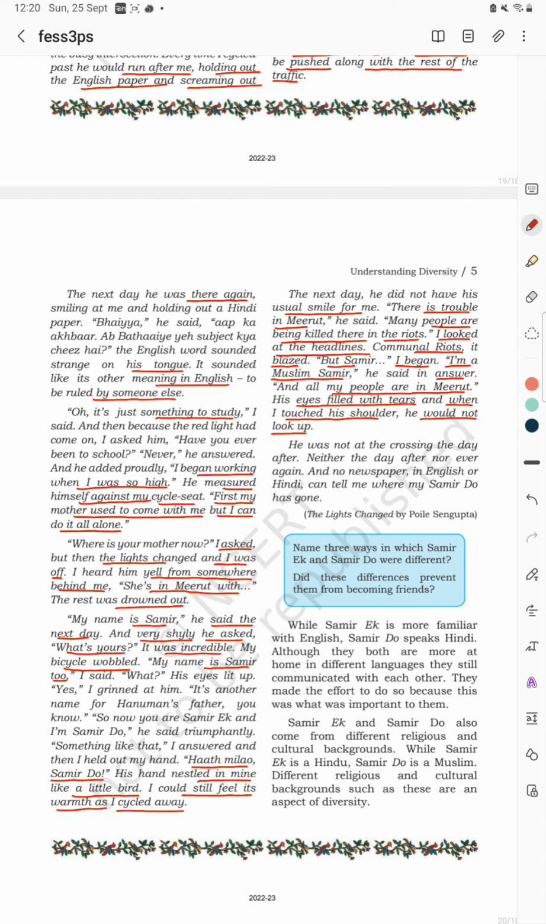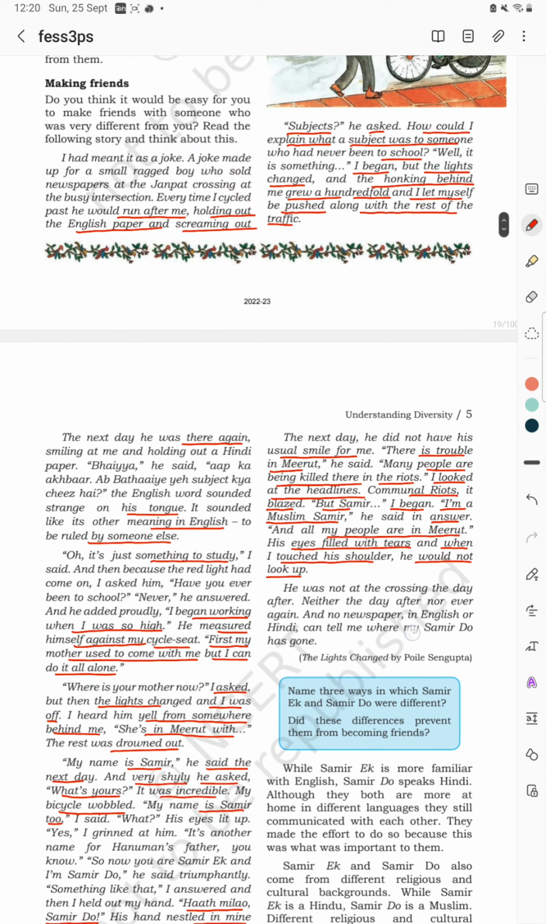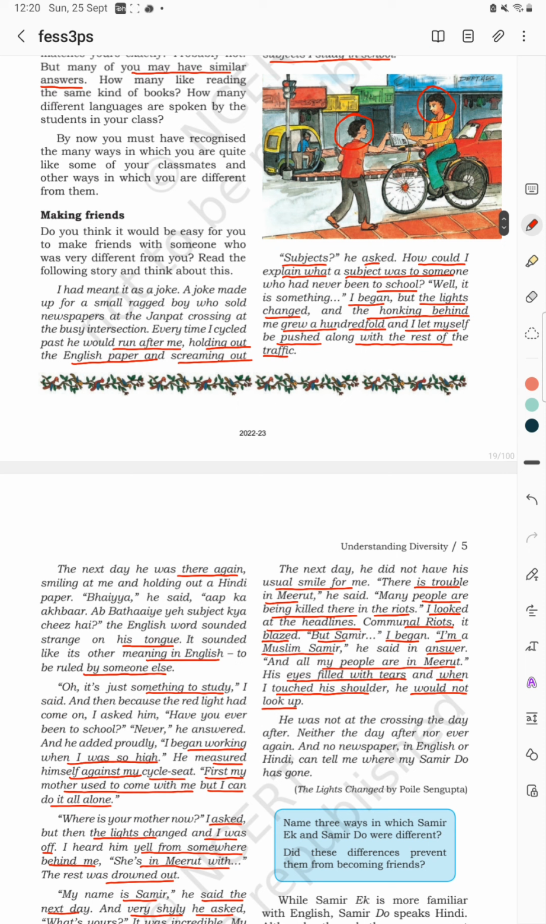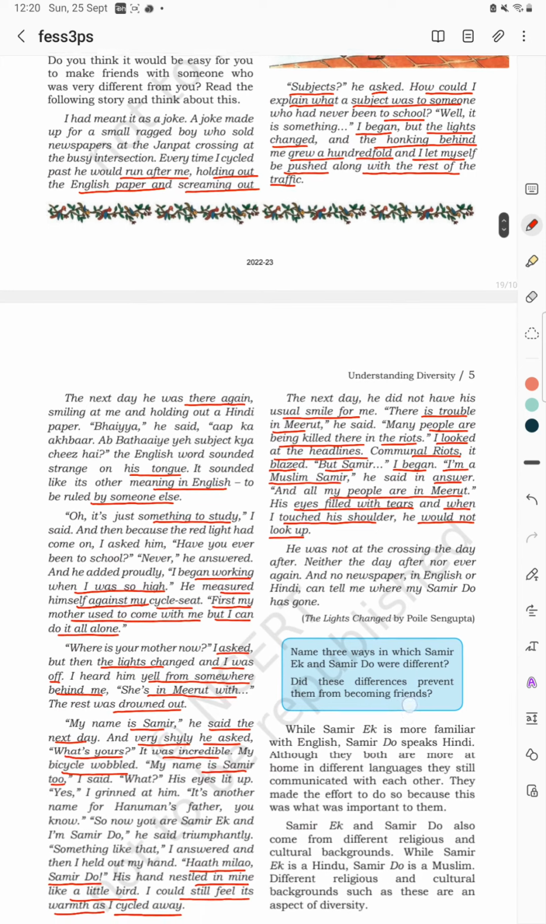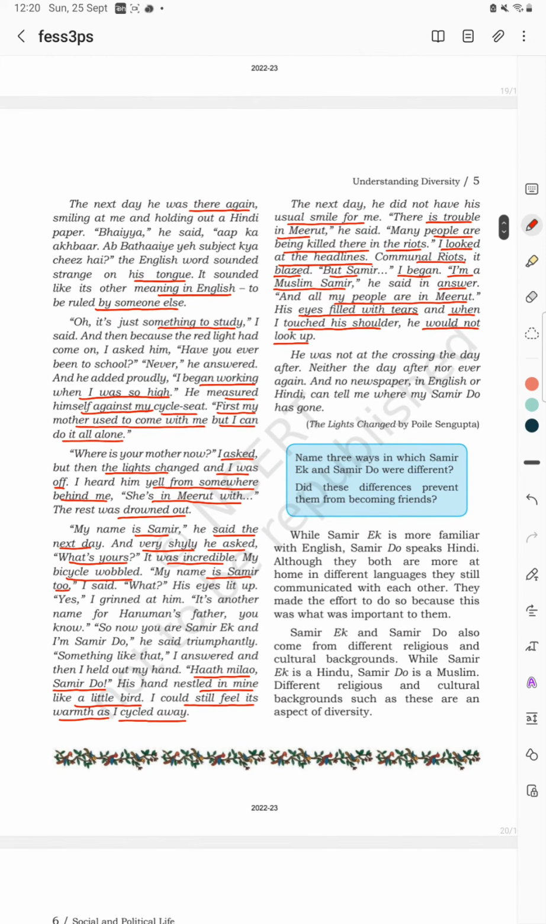So basically, this is a story which is showing how two different people interact with each other and become friends. Now, in terms of diversity, we will try to find out the aspects in which these two Samirs differ from each other.